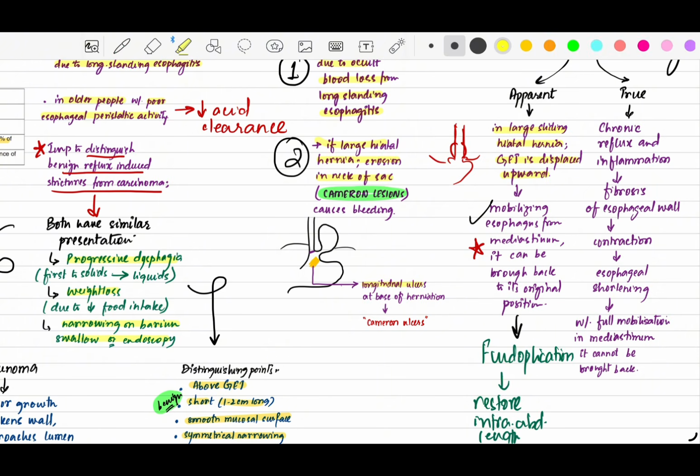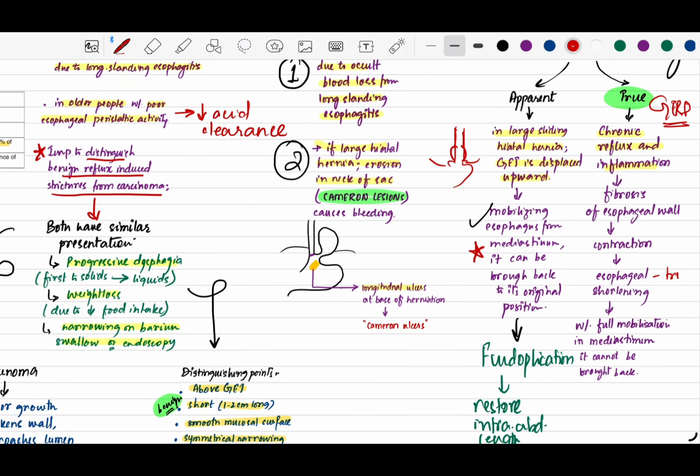Whereas true esophageal shortening is seen in chronic reflux and inflammation. This means that true esophageal shortening is what we see in GERD. Now, this is a true complication of GERD. We already discussed that with fibrosis of the esophageal wall, we are going to have contraction, and that causes esophageal shortening, which is a true decrease in length. And even with full mobilization, it cannot be brought back to its original position.